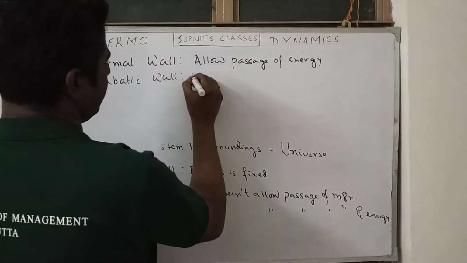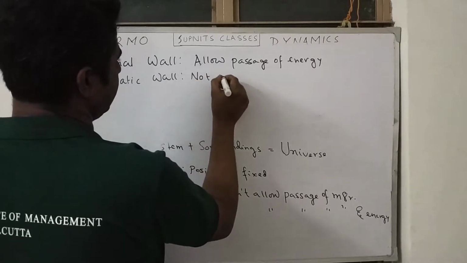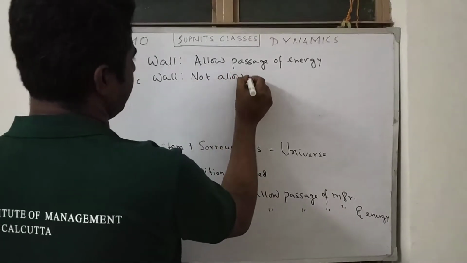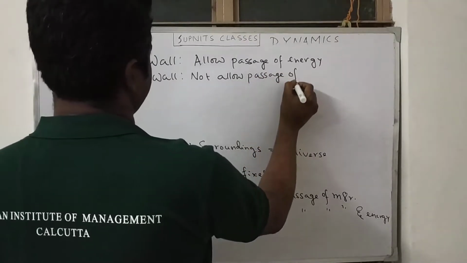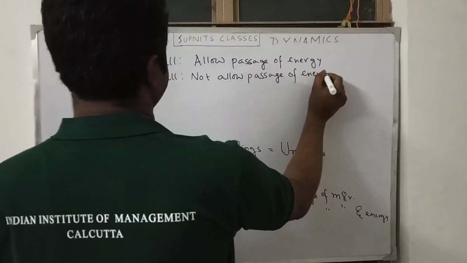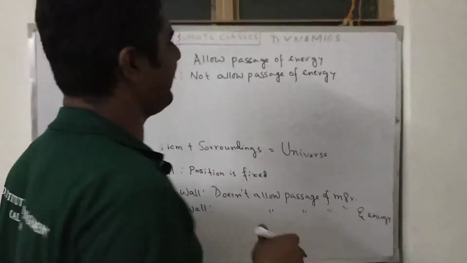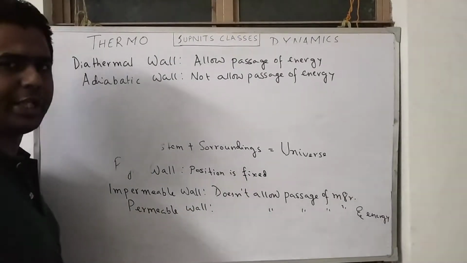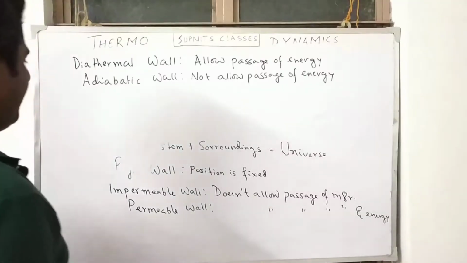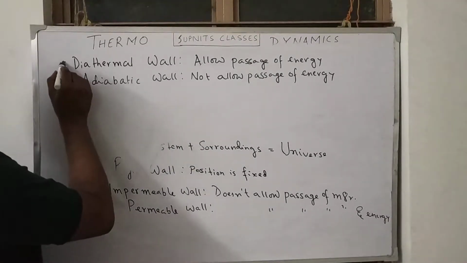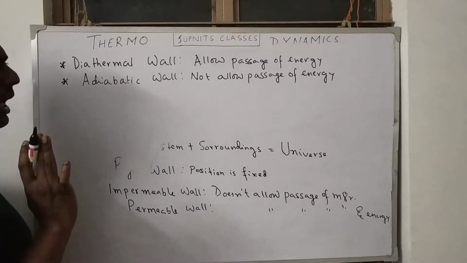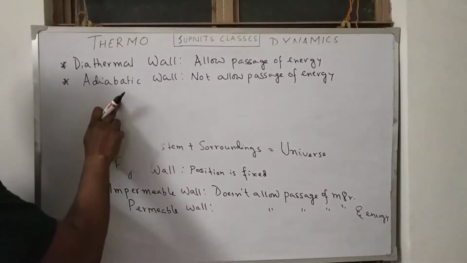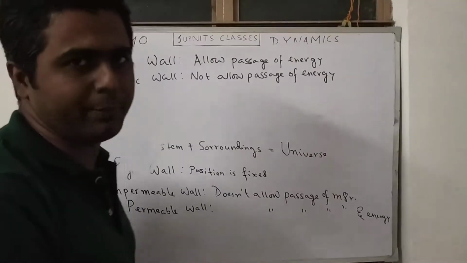It will not allow passage of energy. देखो जो एनर्जी को पैसेज अलाउ नहीं करता है वो मैटर को भी नहीं अलाउ करता है. ठीक है. इसमें इंपॉर्टेंट कौन कौन सा है, ये दो चीज बहुत इंपॉर्टेंट है. देखो, if it is a diathermal wall it will allow passage of energy. If it is an adiabatic wall it will not allow passage of energy.